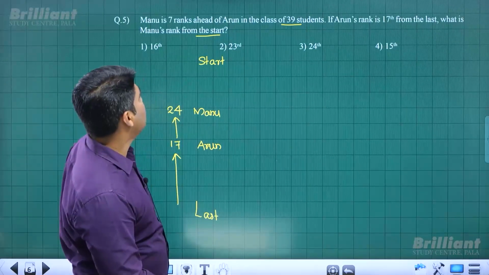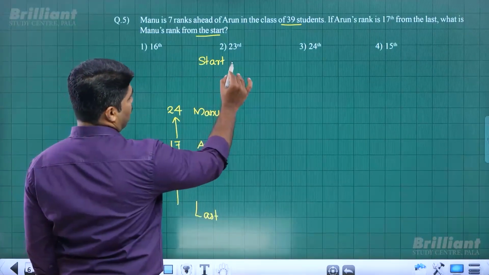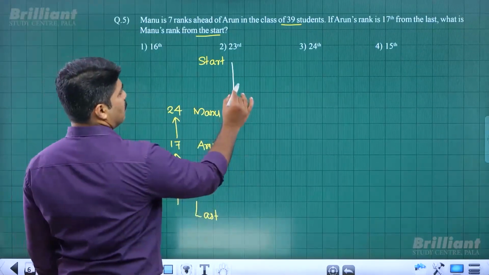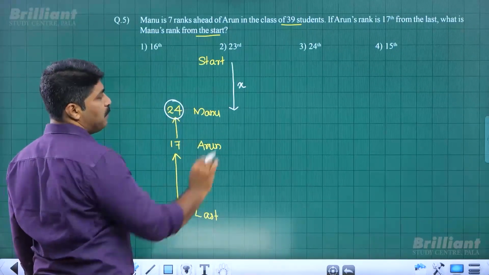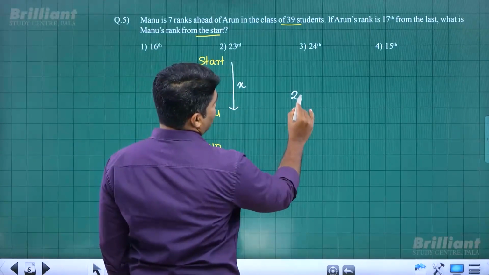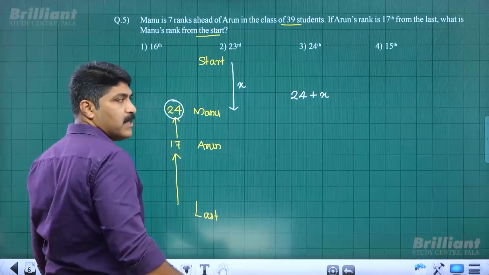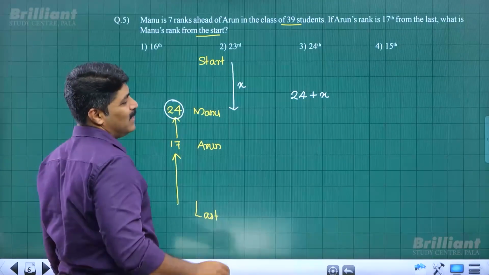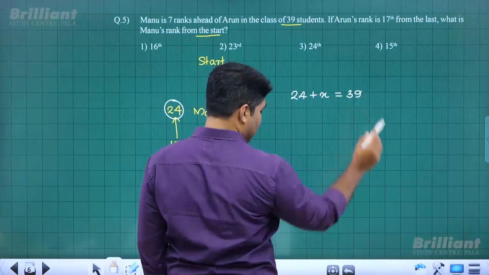And we have to find Manu's rank from the start. Where is the position of Manu here? That's simple logic. Suppose this rank from the start is X. Manu's rank from the last is 24, and Manu's rank from the start, or the top, is X. So 24 plus X should be equal to 39 plus 1. That's simple logic. So that will be equal to 39 plus 1.